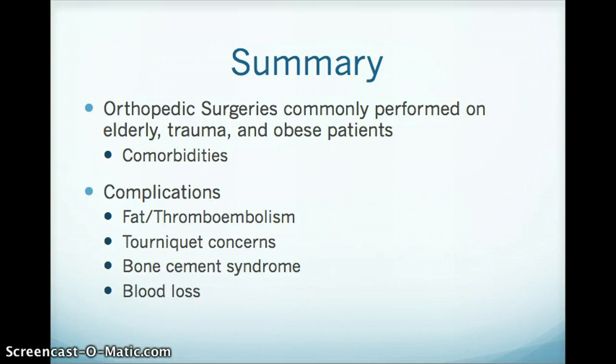In summary, orthopedic surgeries are commonly performed on elderly, obese, and trauma patients. There are common comorbidities associated with these populations and can have an impact on your anesthetic plan. Some of the complications specific to orthopedic surgery include fat or thromboembolism, bone cement syndrome, blood loss, and special concerns with pneumatic tourniquet use.